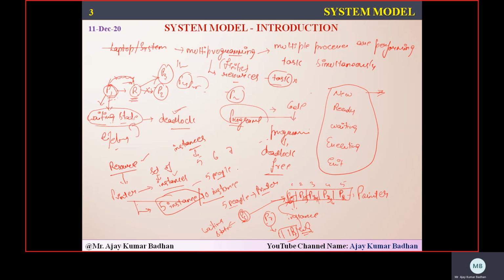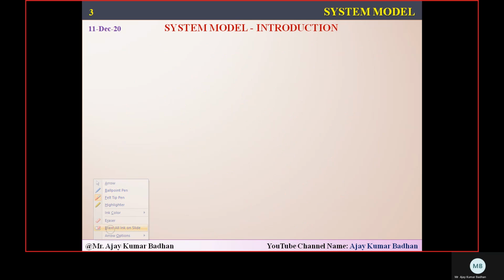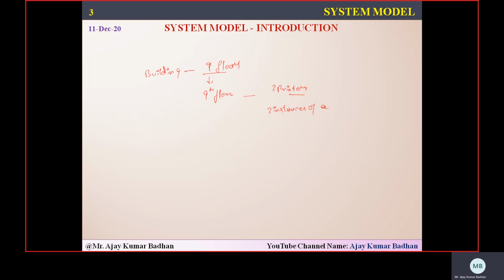Now, what it is saying in this particular thing is whenever a particular process... Here, suppose within a room, okay, let me erase it. Suppose we have a building here. In a building, we have 9 floors. In the ninth floor, we have 2 printers. So we can see that there are 2 instances of a printer, and they belong to one category.